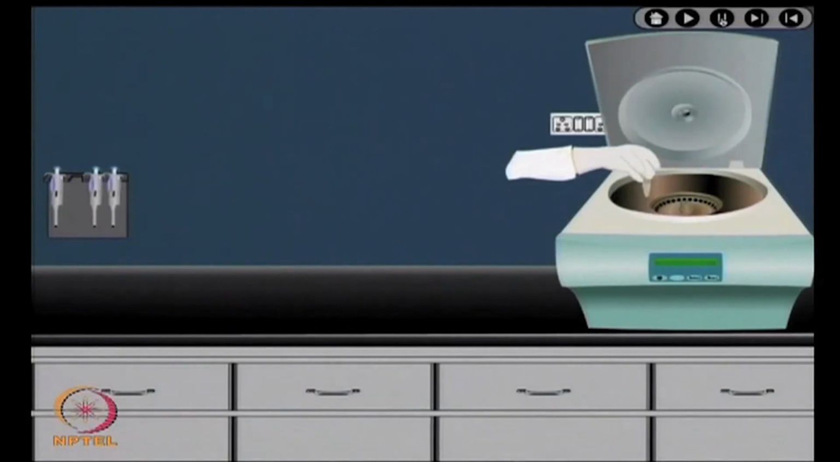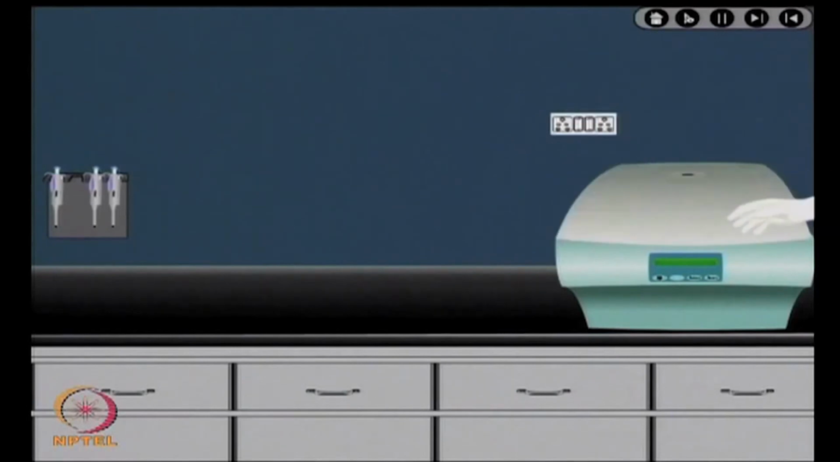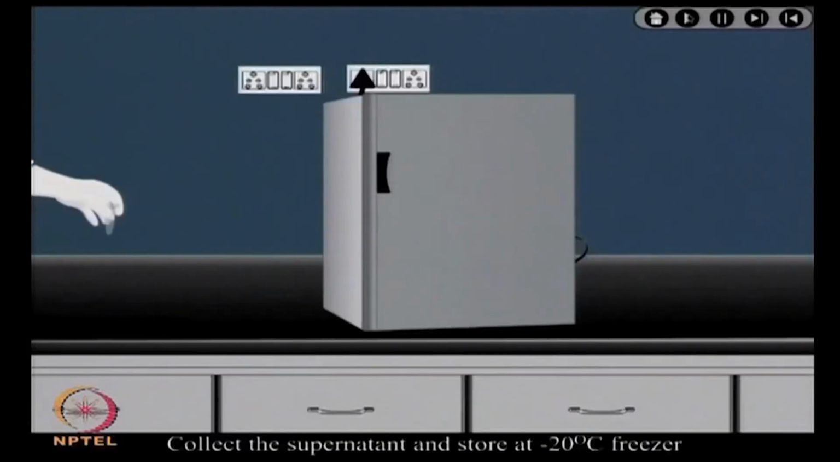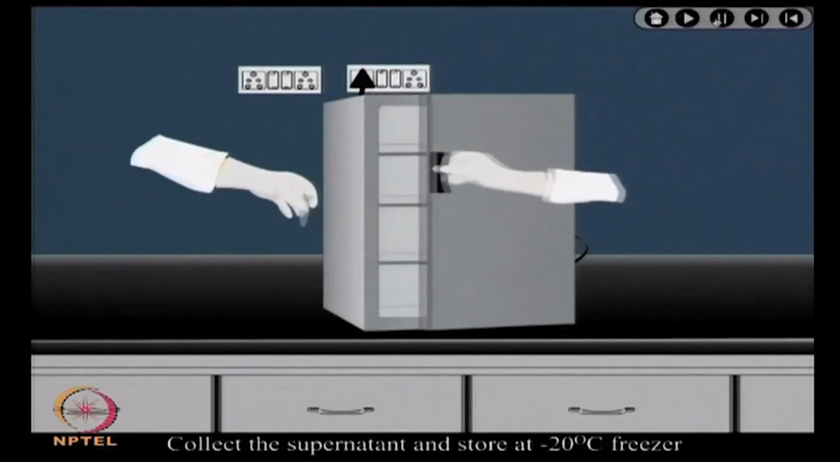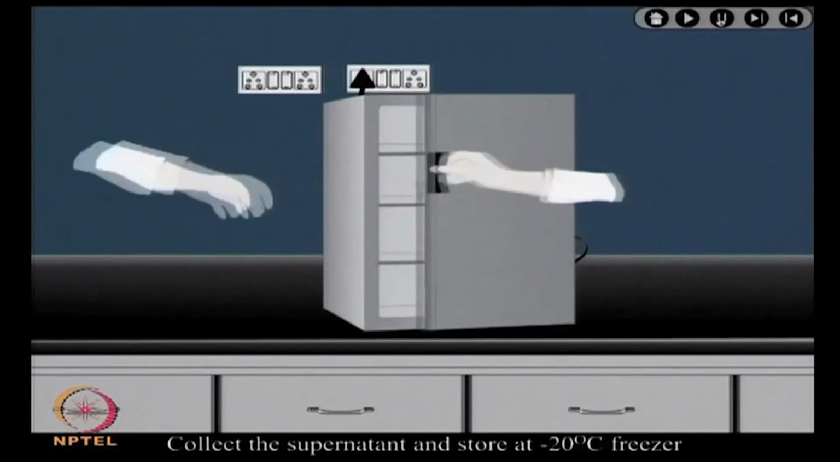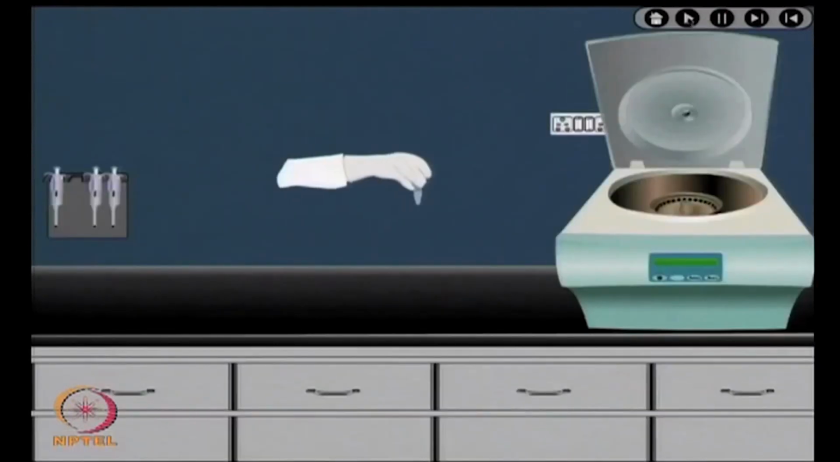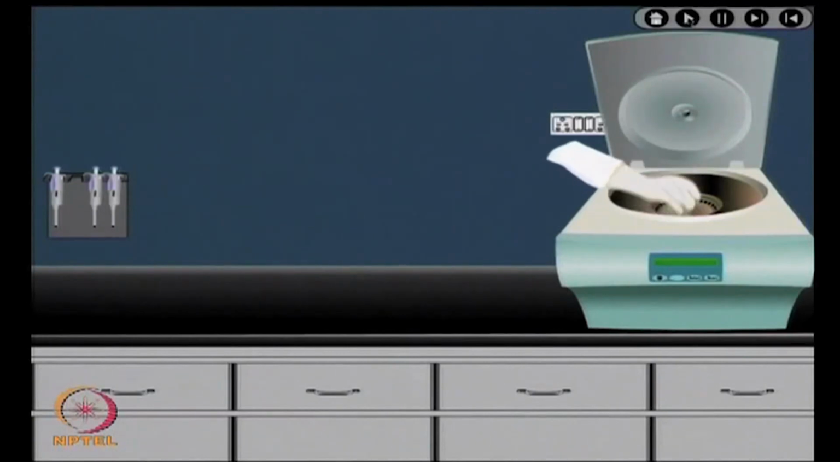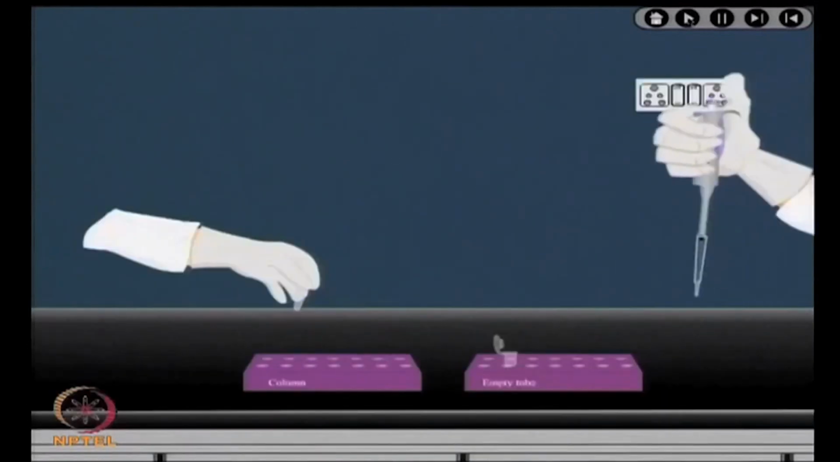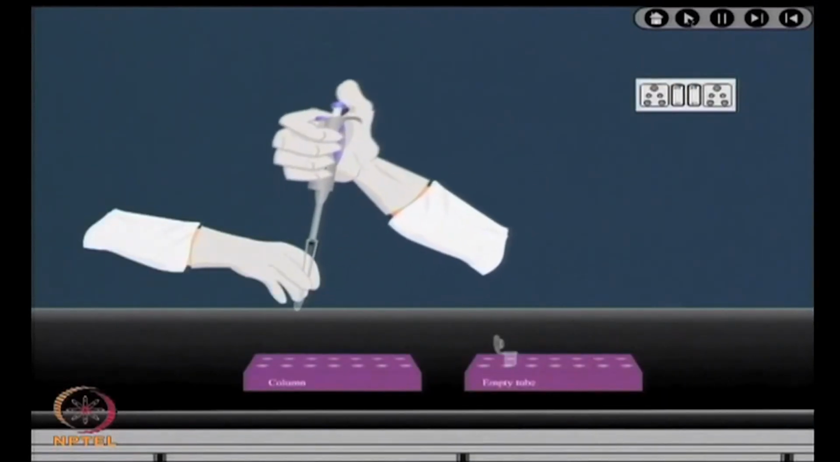The depleted serum is mixed with ice-cold acetone containing 10% TCA, and after vortexing, the mixture is incubated at minus 20 degrees for protein precipitation, followed by centrifugation. After incubation, the tubes can be centrifuged at 12,000 rpm for 15 minutes at 4 degrees.